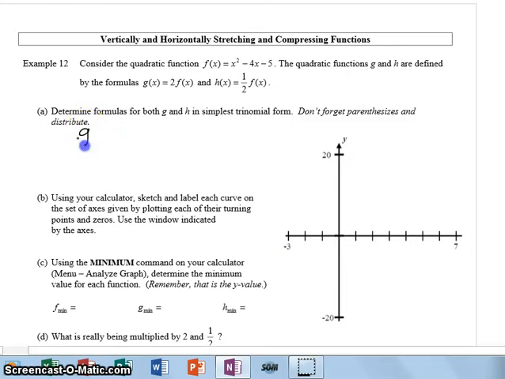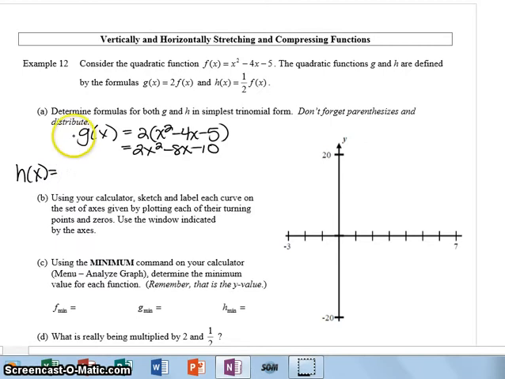Okay. So for g of x, looking up here, it has to be 2 times that whole function. So it's 2 times x squared minus 4x minus 5. You distribute that and you're going to get 2x squared minus 8x minus 10. All right, h of x is equal to 1/2 times that whole function, x squared minus 4x minus 5, which results in 1/2 x squared minus 2x minus 5/2. Just distributing the 2 and the 1/2.